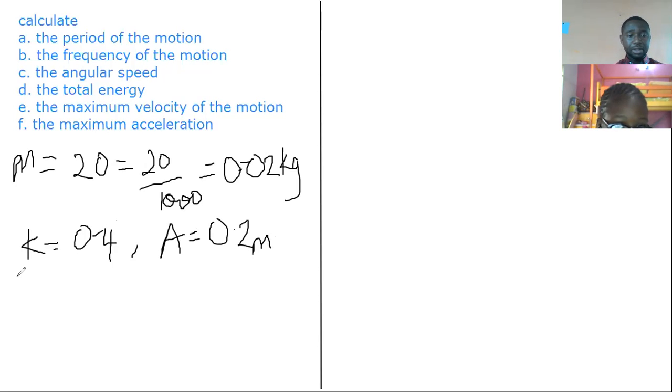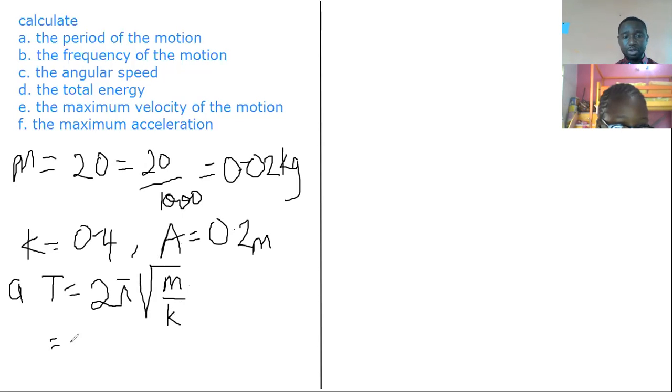Let's get the period. Remember, we have different formulas for period depending on the parameters we're given. Look at what we're given: M, K, and A. Which formula relates to M and K? For period, T is equal to 2 pi the square root of M over K.